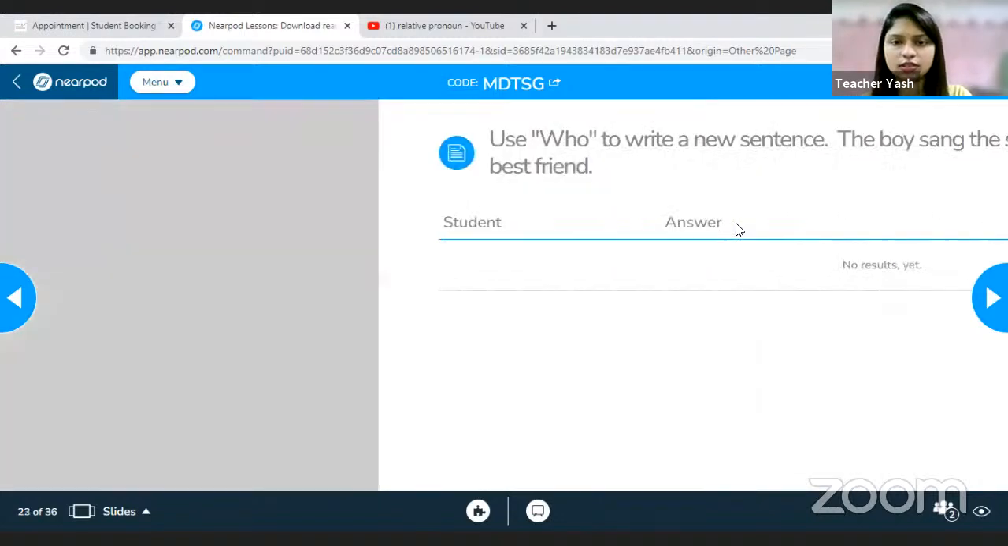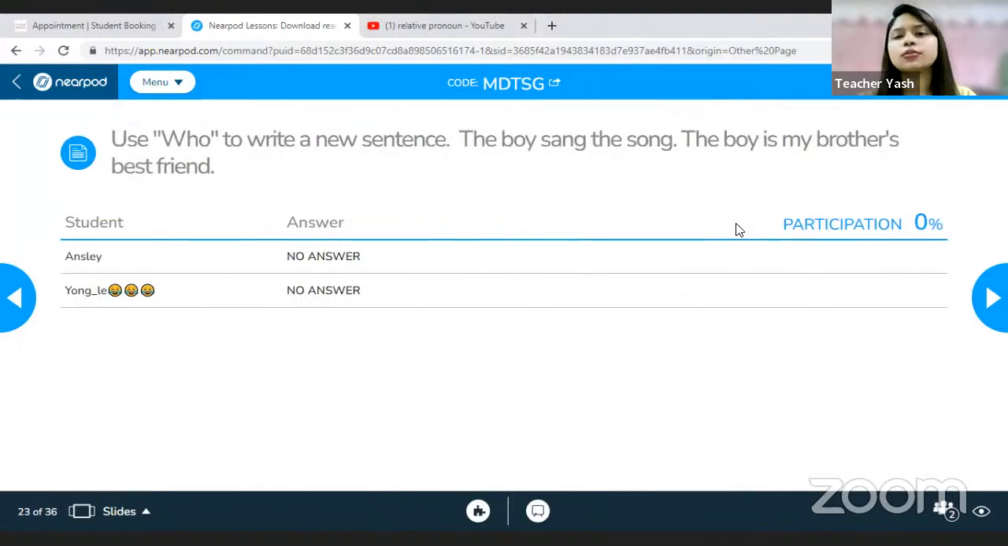Okay. So now, make it into one. The boy sang the song. The boy is my brother's best friend. Make these two sentences into one sentence and you cannot repeat the pronoun.